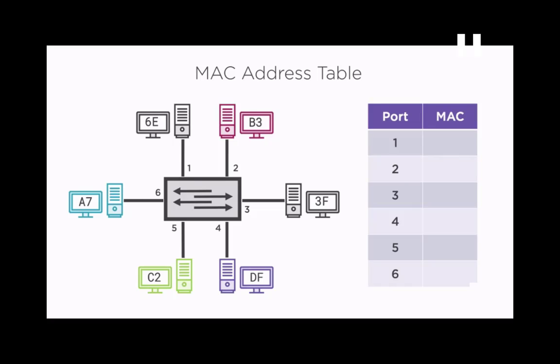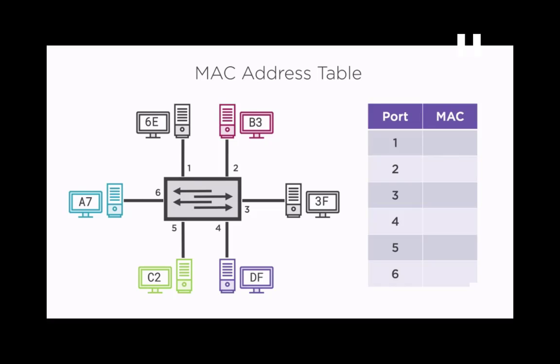Now, every switch has a table which is called the MAC address table. What is the MAC address table composed of? It is composed of 2 columns. One column is called port and the other column is called MAC address. Basically, this table is populated by the switch every time any communication occurs. So let's take an example.